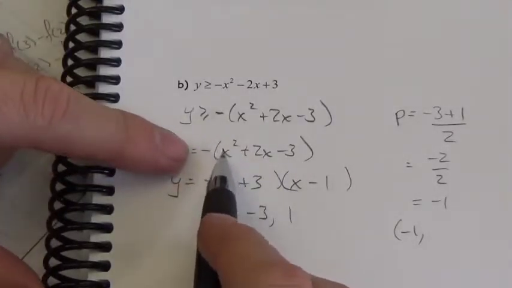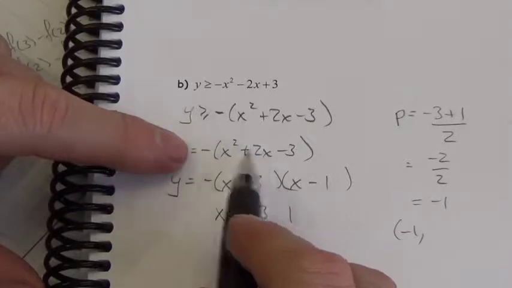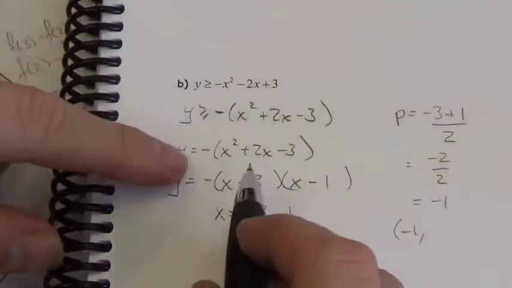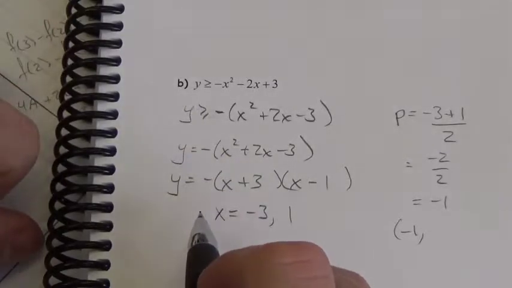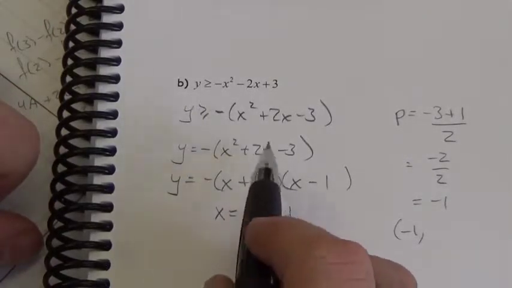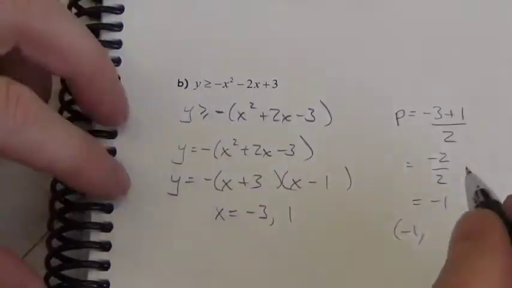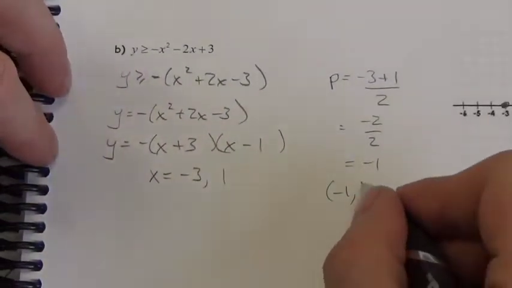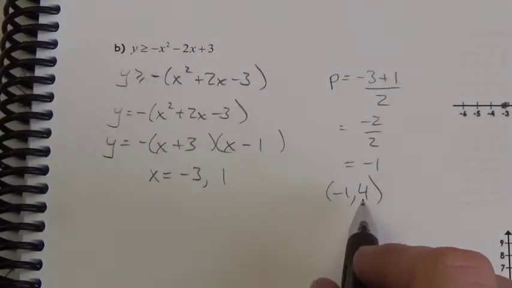Now, if the x value here is negative 1, let's go back to our parabola here. If I plug negative 1 into here, negative 1 squared is going to be 1. 2 times negative 1 is going to be negative 2. So 1 minus 2 is negative 1, minus 3 is negative 4, and then the negative in front makes it positive 4. So if I plug negative 1 in, I get a y-coordinate of 4. That's got to be the y-coordinate of the vertex.